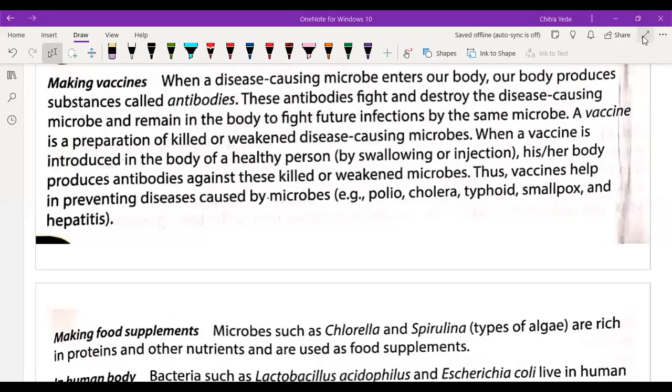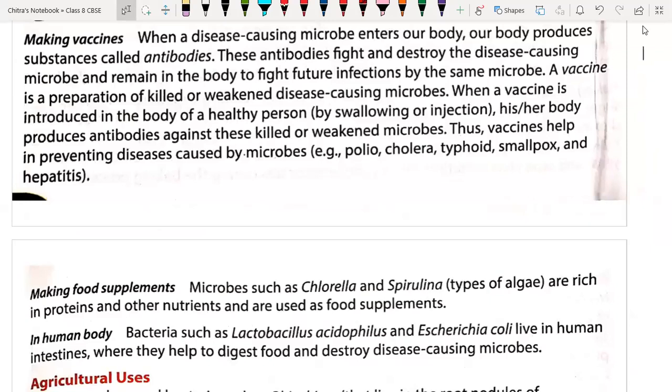Now we are going to discuss making vaccines with the help of microorganisms. When a disease-causing microbe enters our body, the body produces substances called antibodies. Antibodies kill those microorganisms that infect our body. Such drugs or medicines are called vaccines.